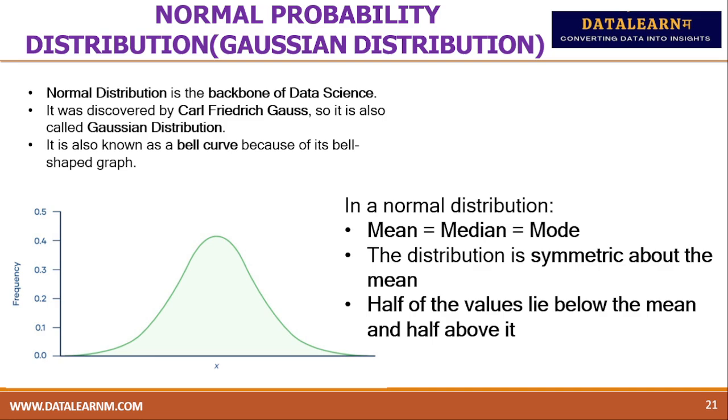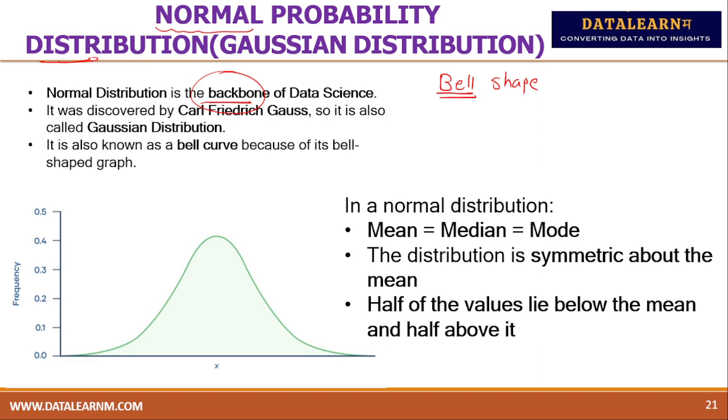Then it comes to the normal probability distribution, which we also call the Gaussian distribution. So different words are there: normal distribution, ND, Gaussian distribution, sometimes called the bell-shaped curve. This shape is nothing but a bell shape. It is just forming a shape like a bell. So it's the backbone of data science. If you want to understand the data, if you want to work on data in data analytics, in data science, in machine learning, you need to understand the normal distribution very well.